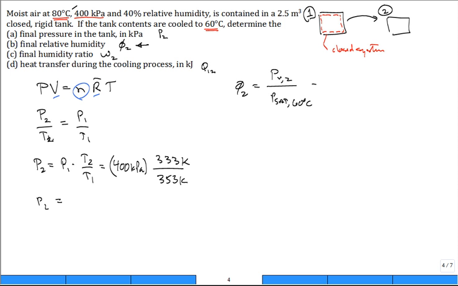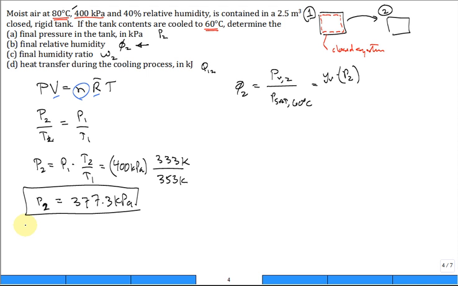If I knew the mole fraction of the vapor and I multiplied by P2, which we just calculated to be 377.3 kPa, forgot to finish out the answer there, then wouldn't that give me PV at 2? So I've got to get the mole fraction of the vapor at 2. Is that equal to the mole fraction of the vapor at 1 if none condensed? It is. How do I calculate the mole fraction?